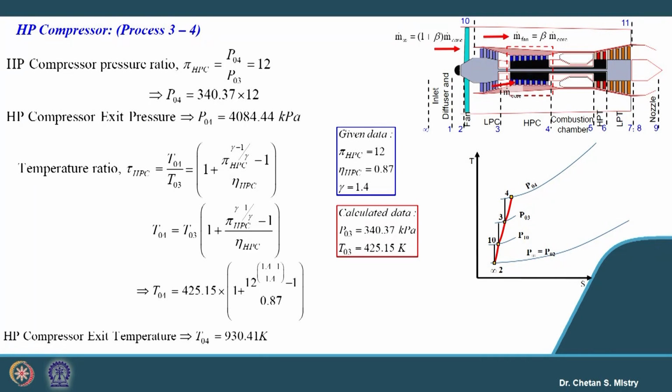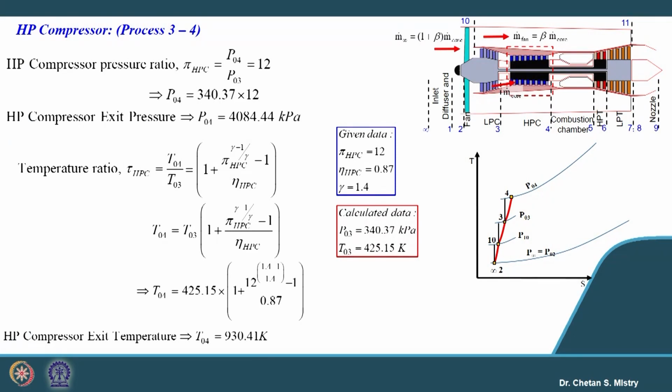Now, you may be having questions like how exactly these pressure ratios are being selected, how to decide this overall pressure ratio. So, if you go through all the lectures that we have discussed in the last 5 weeks, that will give you an indication for that.